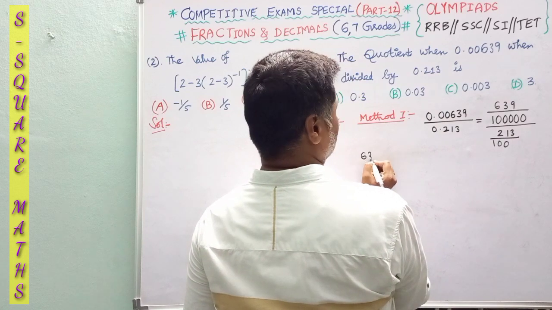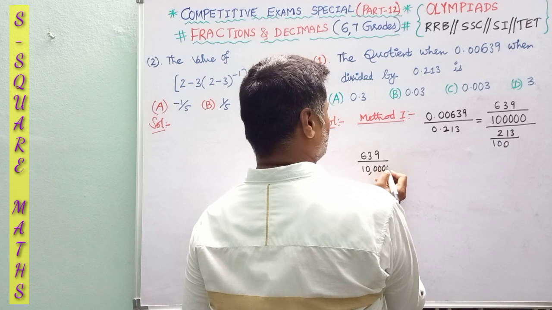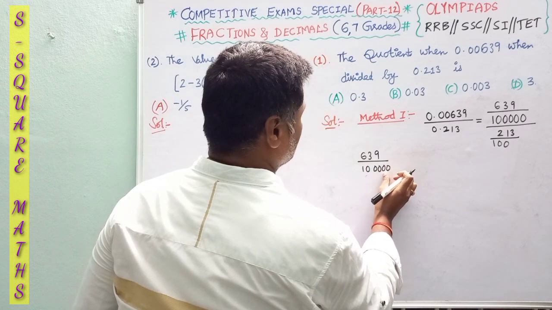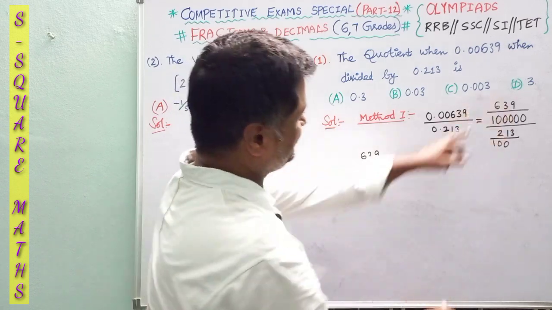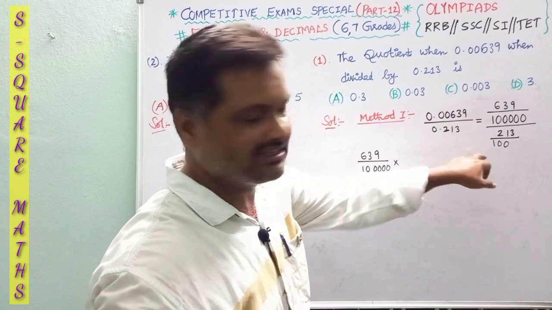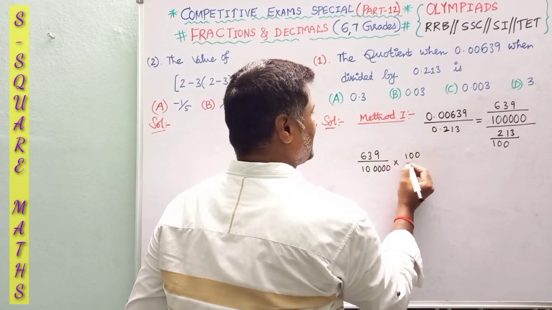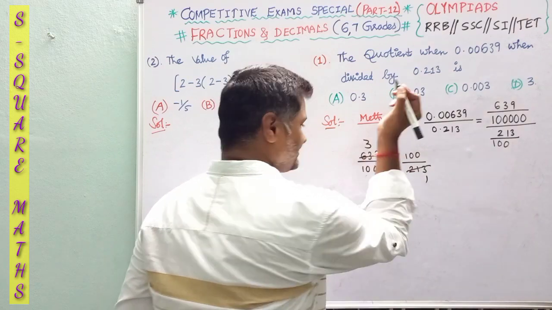So 639 by 1, 2, 3, 4, 5 zeros, into, since it is of the form A by B by C by D, A by B into D by C. So I can write here 100 by 213 once, and here it is thrice.